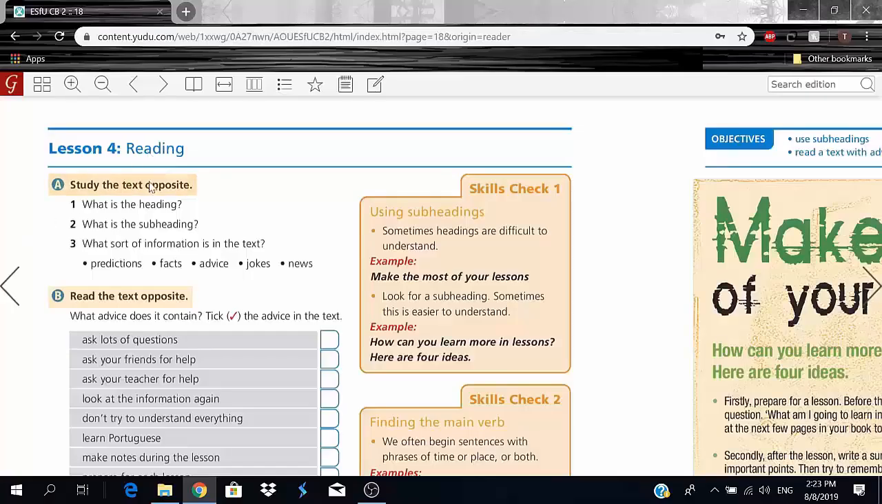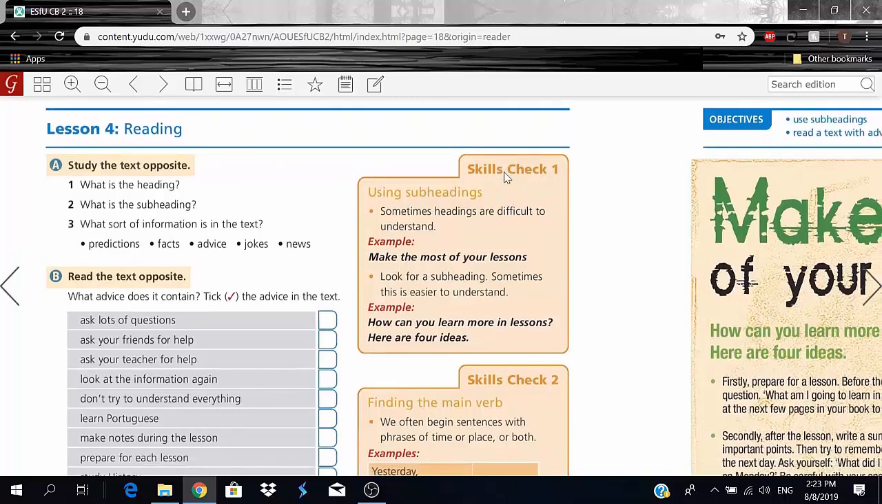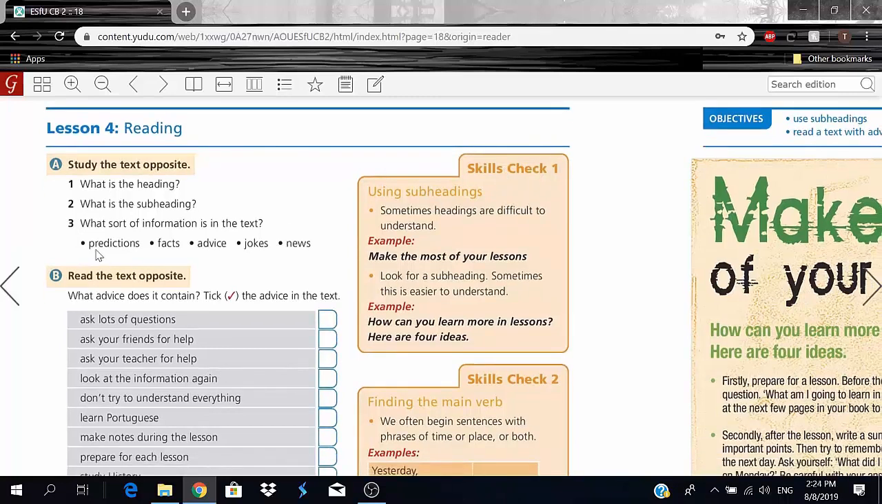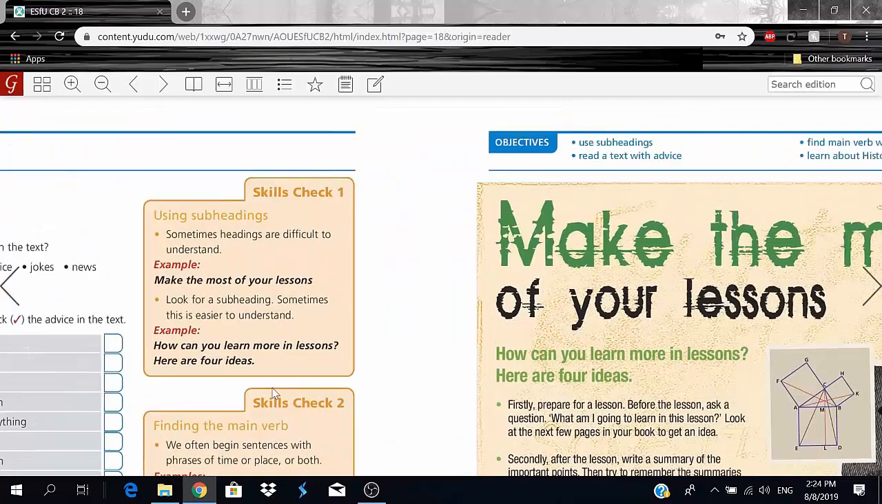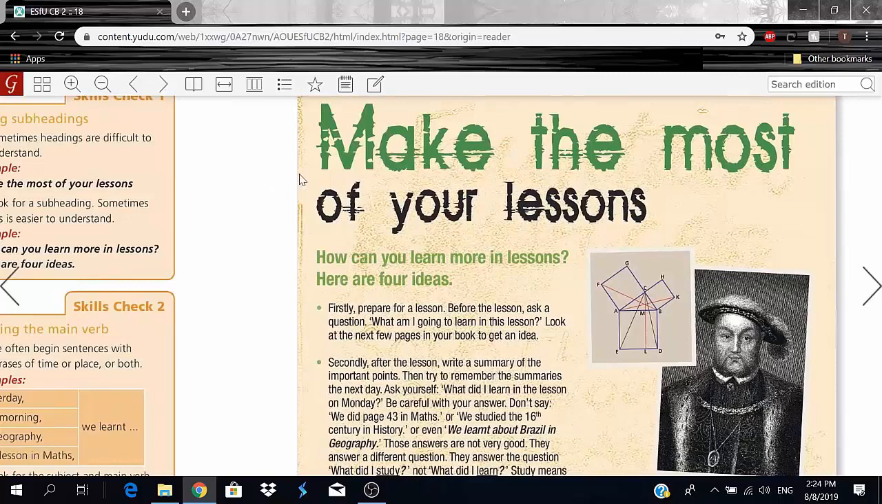Alright, you guys, now let's move on to lesson 4, reading. And here we have skills check 1. Let's actually start here. And here we have subheadings. I'm pretty sure you guys are familiar with a text heading. And what is that? It's this right here. This heading that people use.